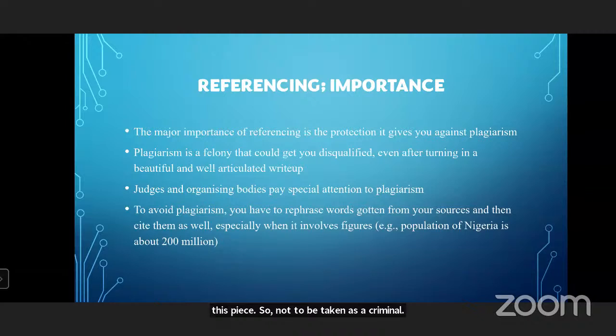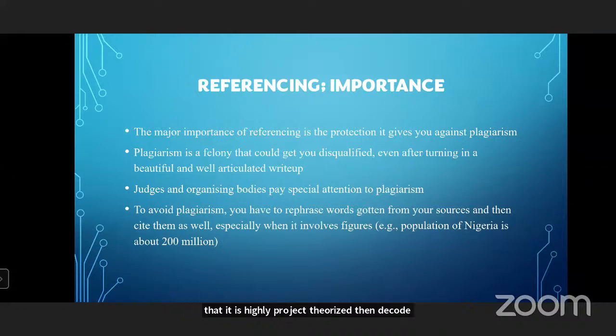So the major importance of referencing is the protection it gives you against plagiarism. Plagiarism is a felony that could get you disqualified. Even if you turn in a very good essay, when the organizing body or the judges run your work through a plagiarism check and see that it is highly plagiarized, they could disqualify you. So you need to take note of that.